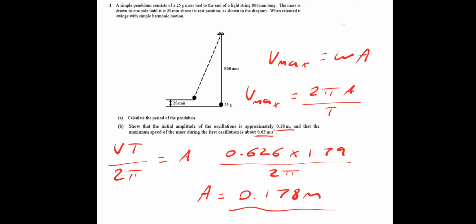Let's look at the final part of this question. So let's pause and have a go at this. Remember to rewind if you need any of the information. Calculate the magnitude of the tension of the string when the mass passes through the lowest point. So, just draw a free body diagram at the lowest point.